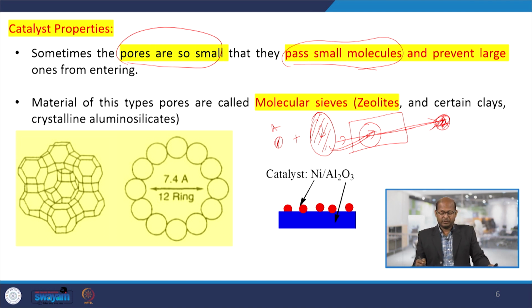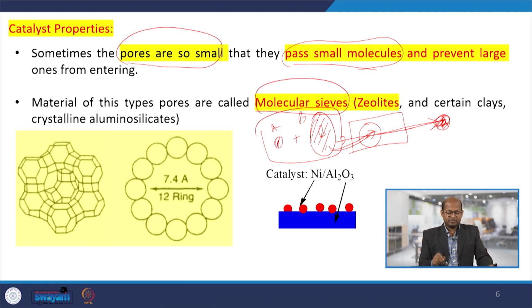Therefore, if we conduct any reactions, or if we want to get separations using this type of material, that would help. Suppose two molecules are present in a mixture in the form of gas. If you want to separate A from B, you can do it that way. So, these are the materials we can use.